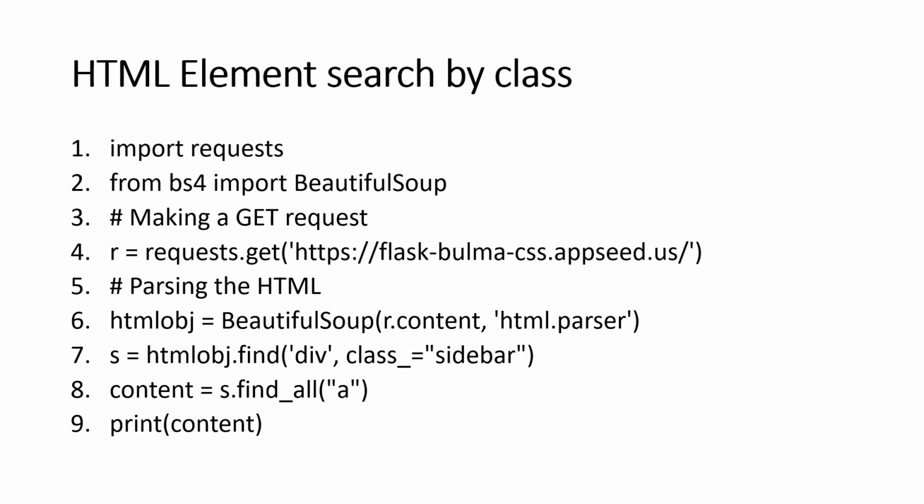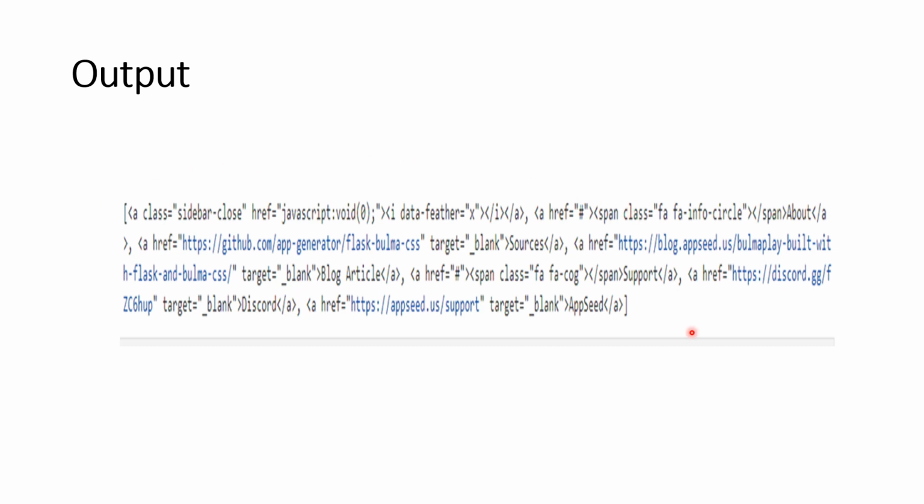Now I shall discuss how to get a tag with a given class. The tag I have selected is div. It is a very popular tag. So div with class slider. As usual, first I have imported requests, then BeautifulSoup, then I get the content using the get method of requests and parse it using BeautifulSoup. From the parse tree, I have searched for div with class slider. After getting that content, from there again I have searched for the tag A and displayed the content. So this is the output of all tag A under div.